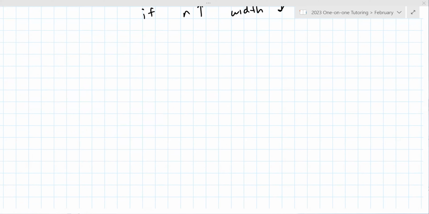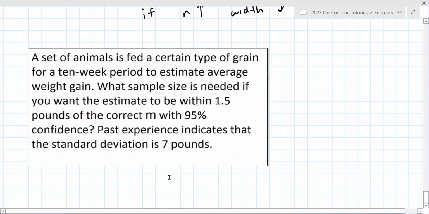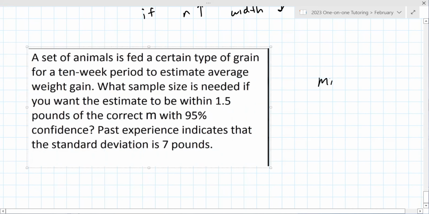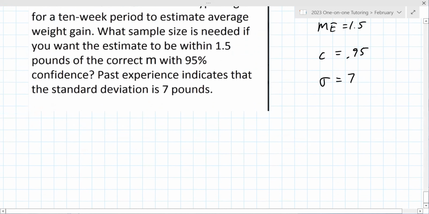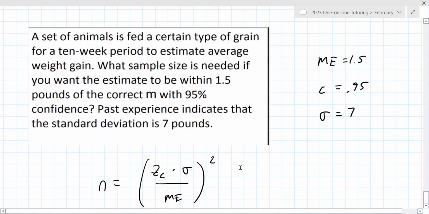So again, you need the formula for this. Just because we are getting low on time here, let me help out. The margin of error is 1.5, the C is 0.95, and sigma is 7. From the other day, the formula is n is ZC times sigma divided by the margin of error, squared. You are lacking the ZC value. So you got to get the ZC from the C, just like you did. Could you calculate that for us real quick, please?